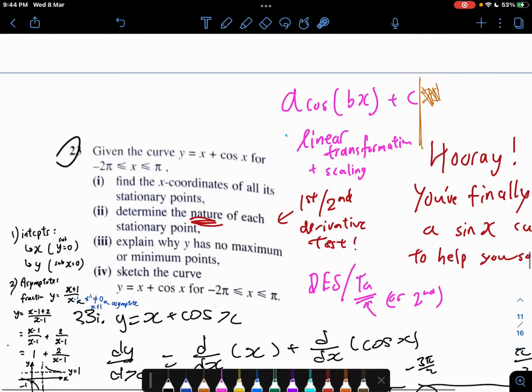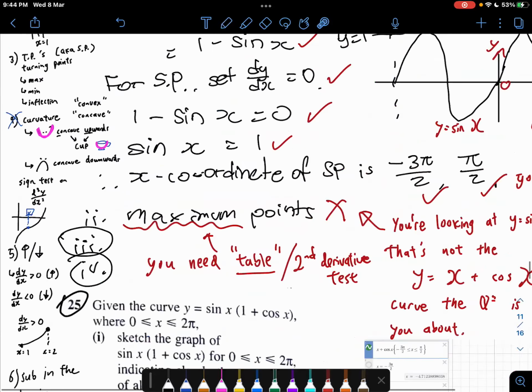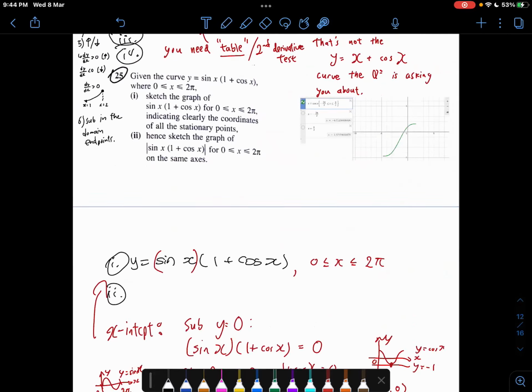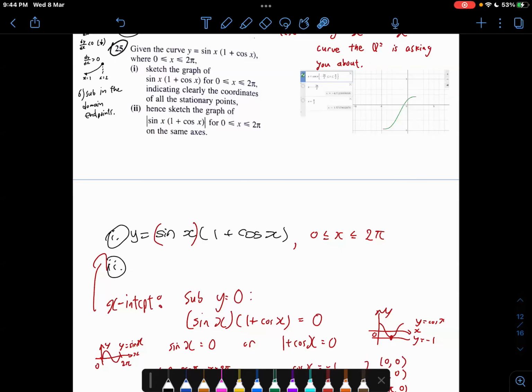Stop me if you have questions. Question 25, let's go. Given a curve of y equal to sin x times 1 plus cos x, it's really just the same question. Sketch the curve. Indicate clearly the coordinates of all the stationary points.